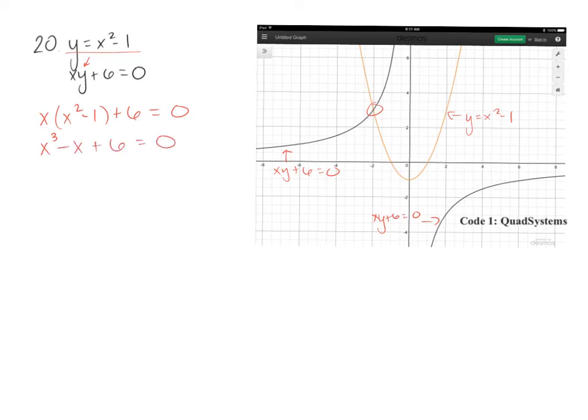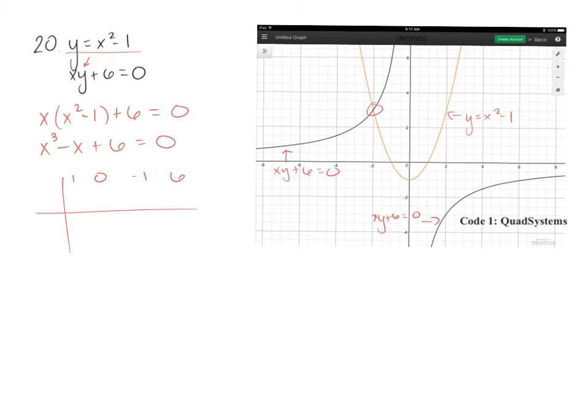Here's where the tricky part comes in. This is a cubic, and you can't factor by grouping, right? Because there's not 4 terms, there's only 3. And you can't easily factor anything out. So we have to do synthetic division, which we did at the beginning of the quarter. So we set up our synthetic division bar. We've got 1, 0, because there's no x squared, negative 1, and 6.